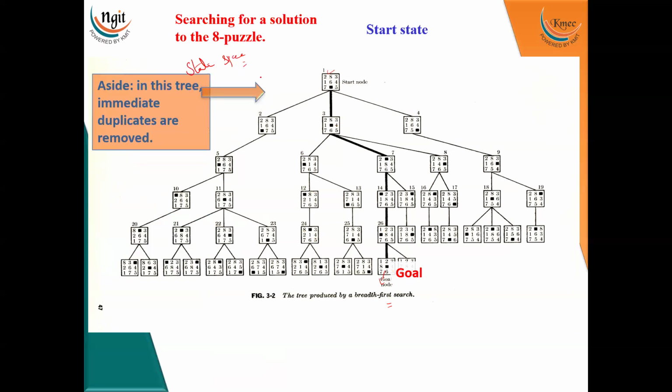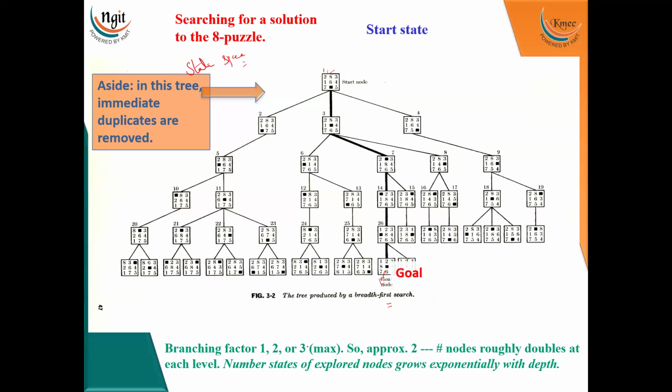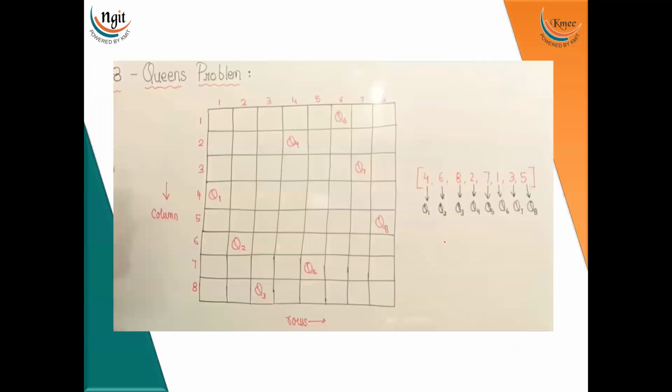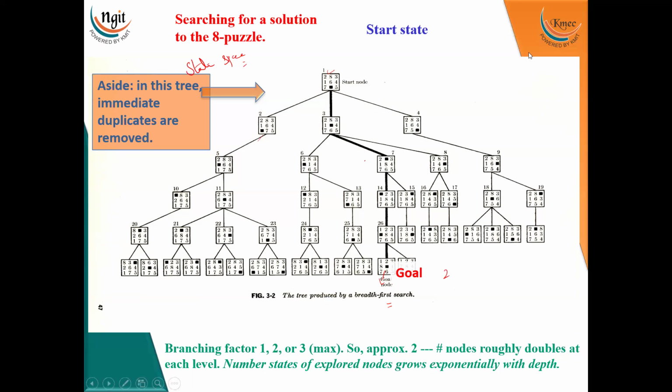Many duplicates were removed, that's why this is looking like this. So the branching factor is 1, 2, or 3. You can see here only 1, here 2, here 3, here 1, 2. So we can take the branching factor as approximately 2. And there are some other problems also. We will discuss in the coming sessions these NP problems and other toy problems with the help of one example. Thank you.